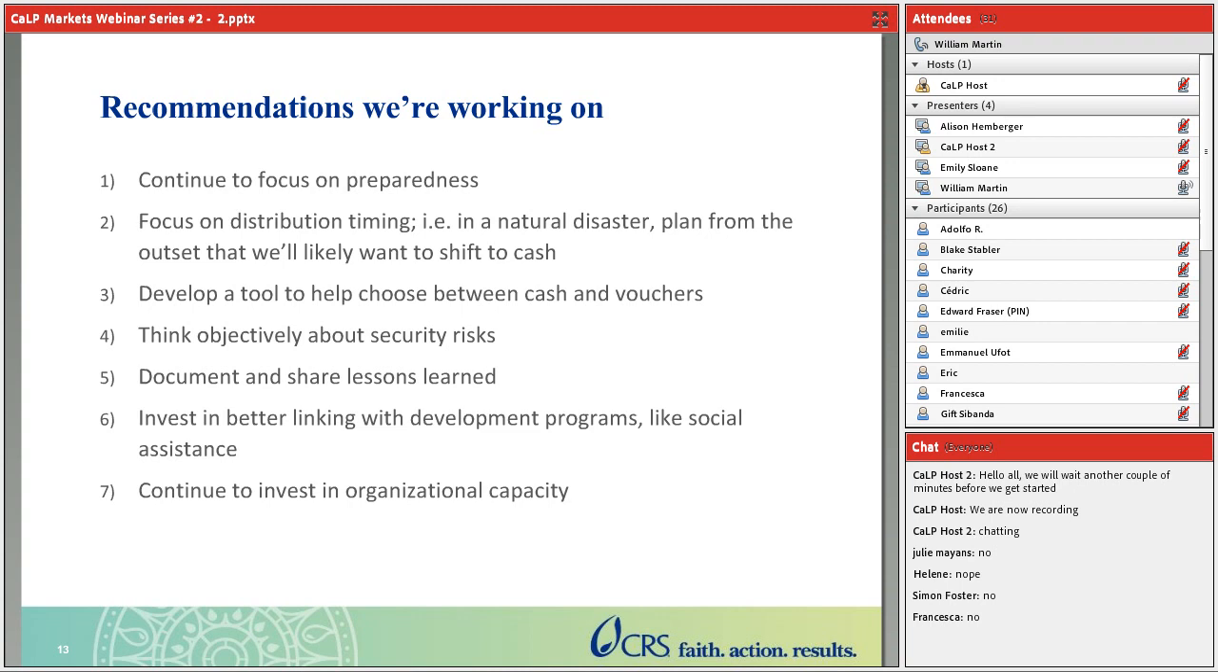So the recommendations we are working on is to continue to focus on preparedness, focus on distribution timing, develop a tool to help choose between cash and vouchers, think objectively about security risks, document and share lessons learned, invest in better linking with development programs, and continue to invest in organizational capacity.